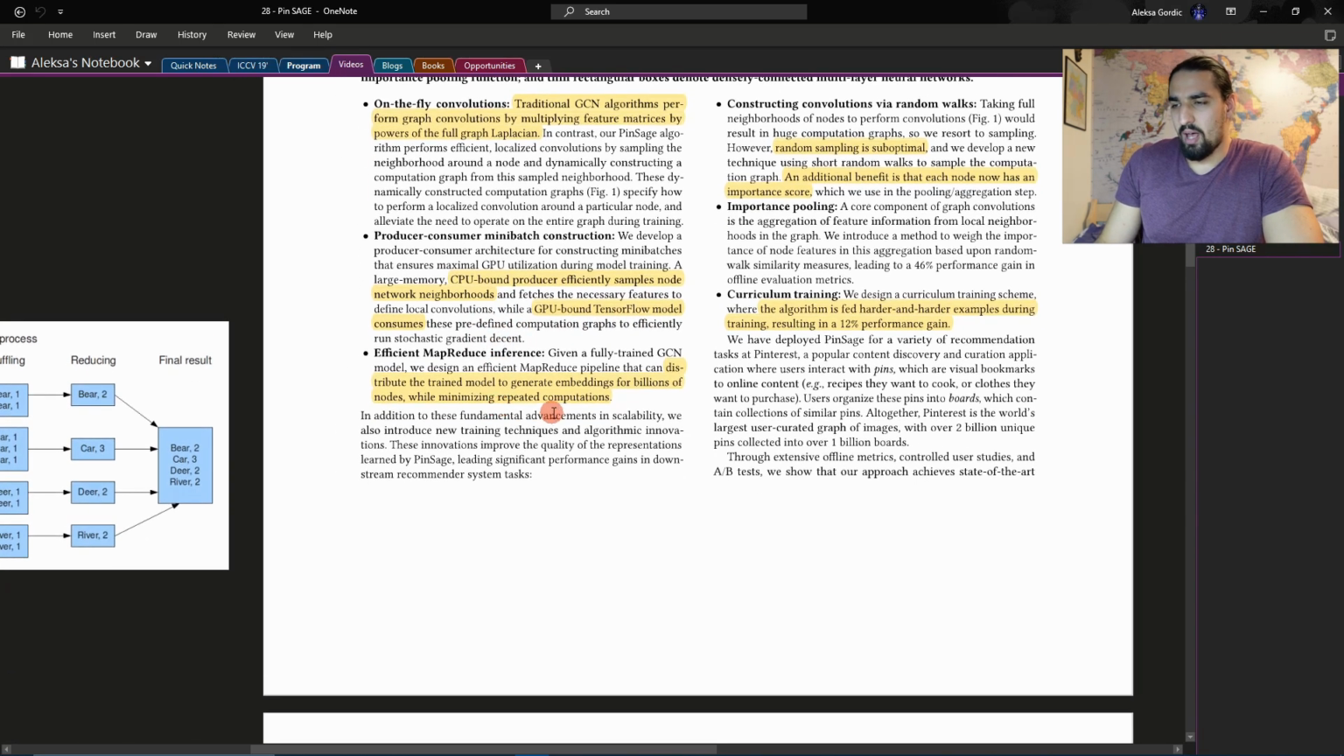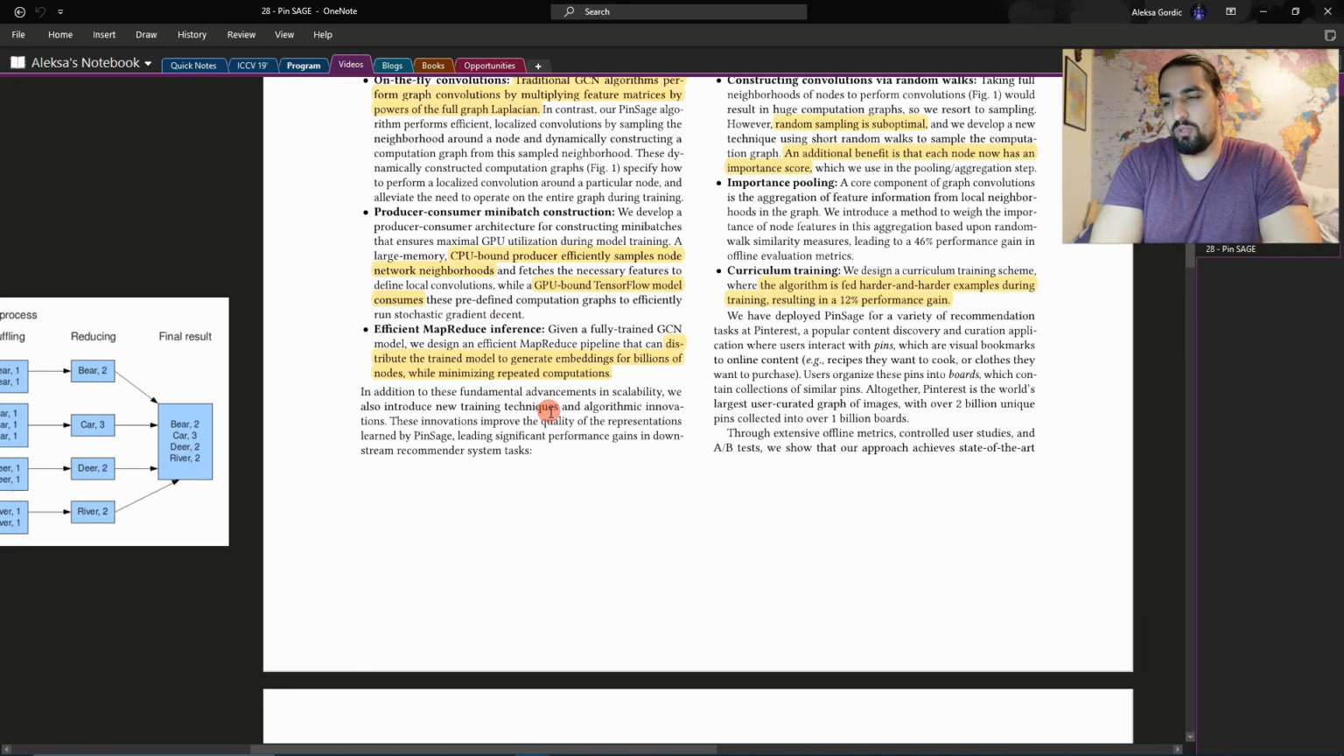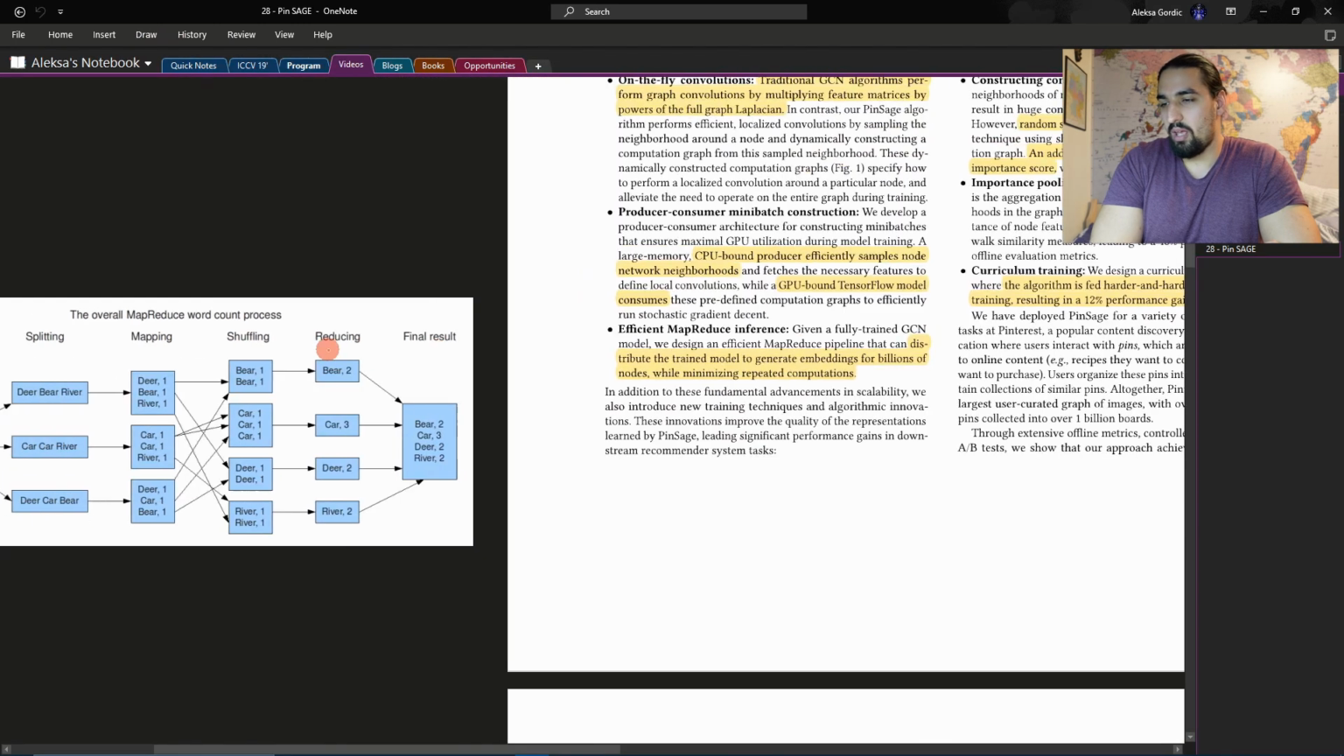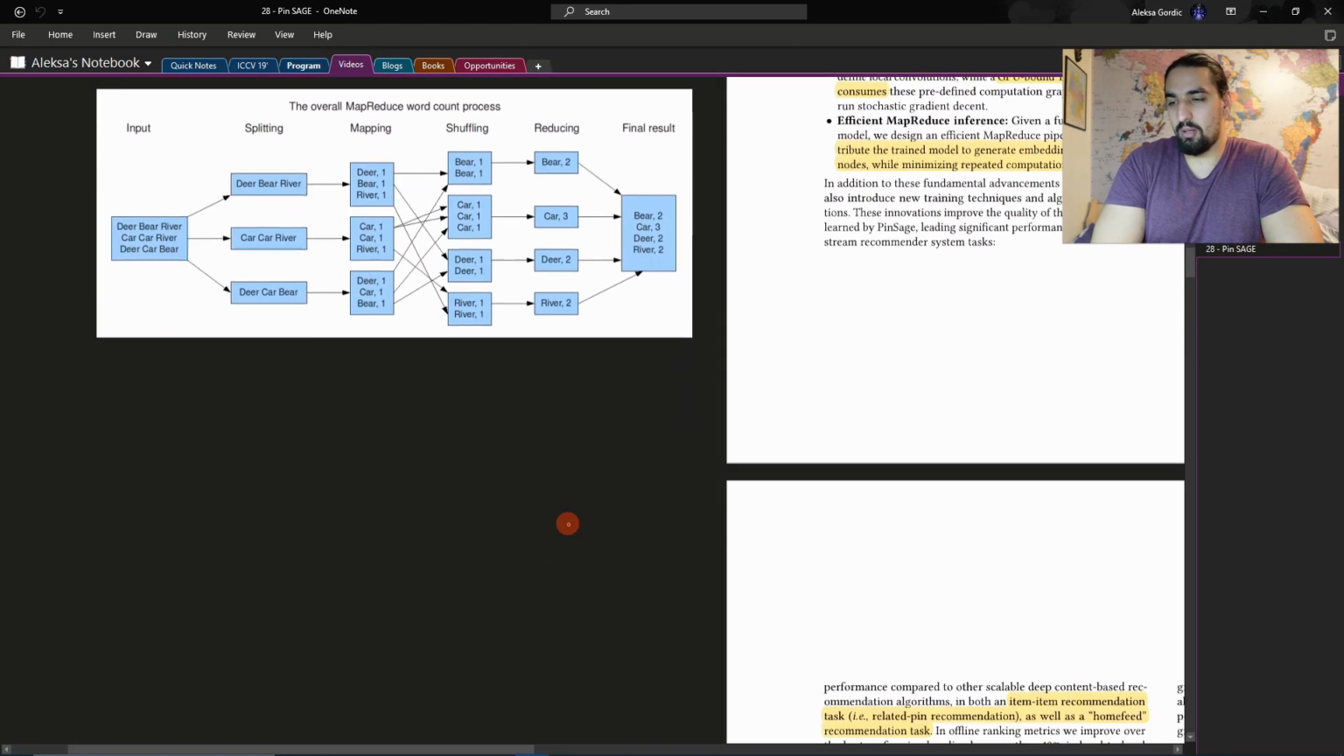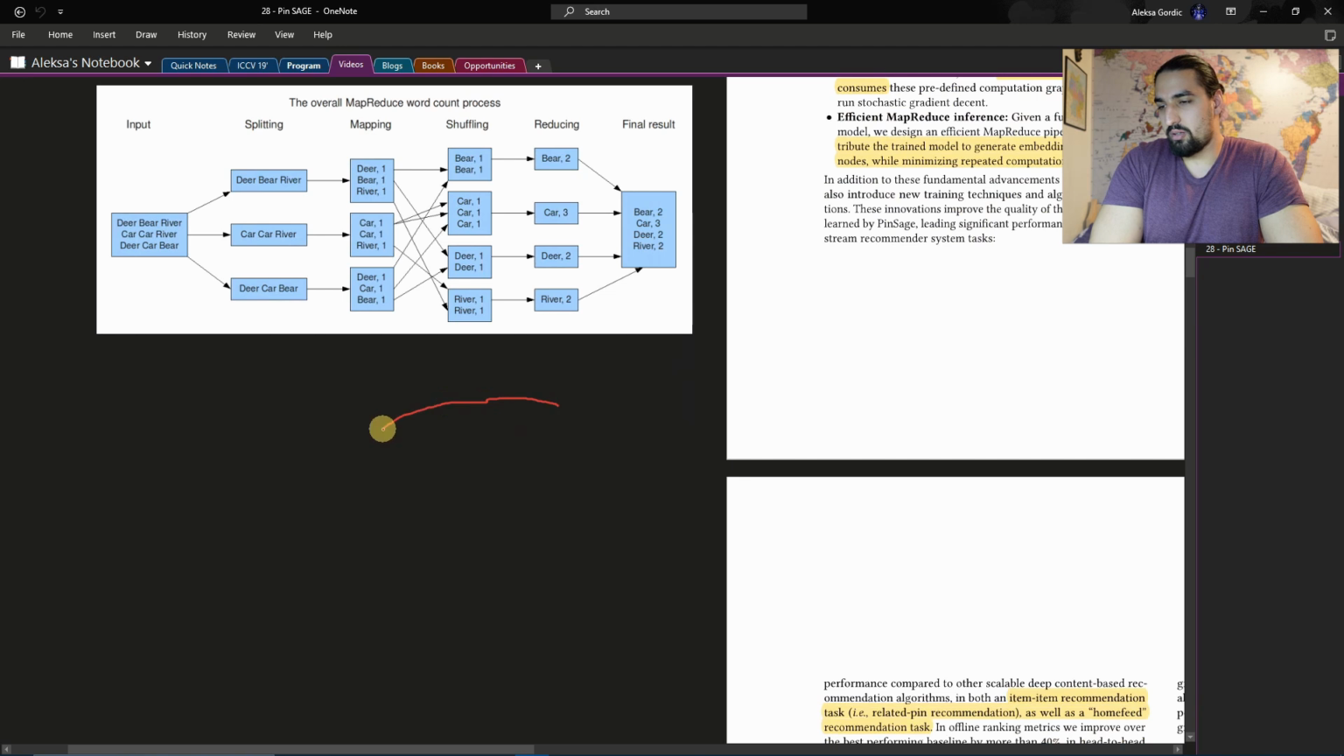And thirdly, they have efficient MapReduce inference. Why do they have this? We'll see that in a bit more detail. But the Pinterest graph is huge, and what they do is train the PinSage model only on a subset of that huge graph.